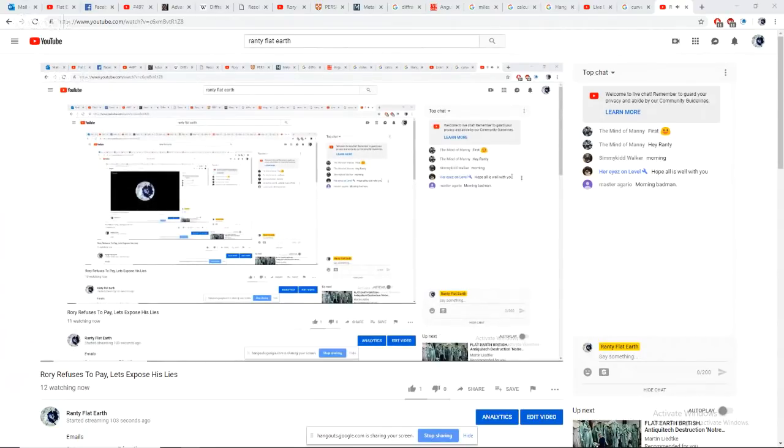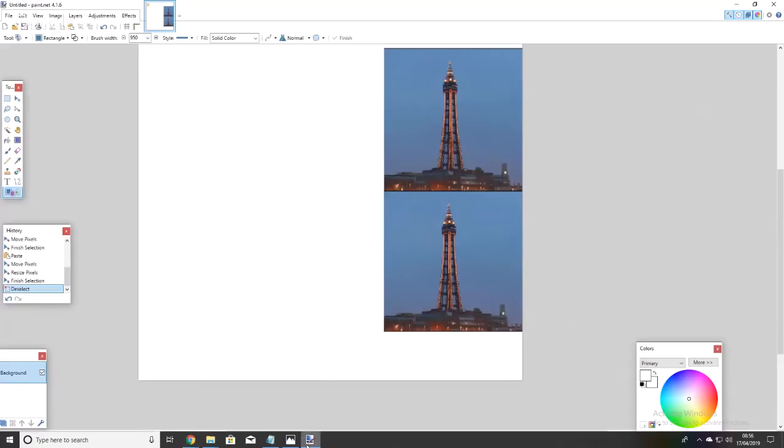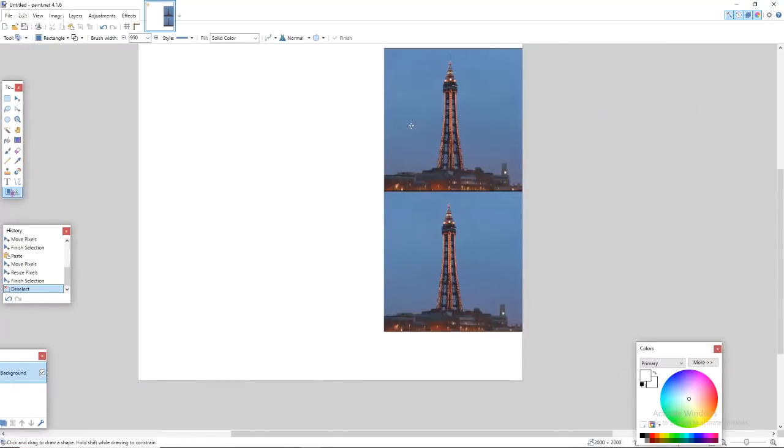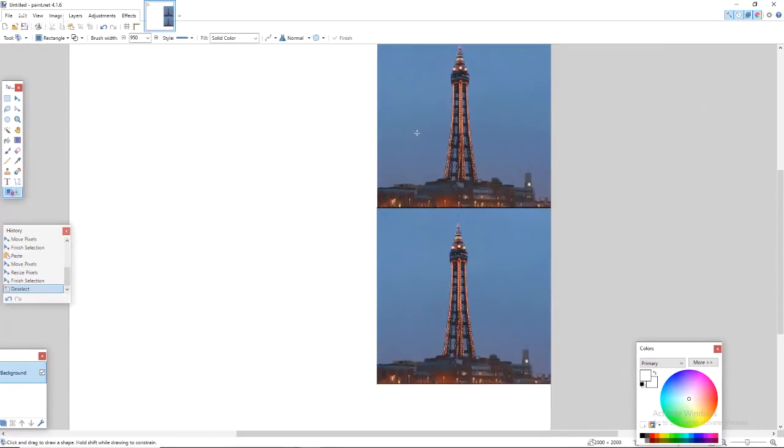I set a scenario up. I'm actually just going to use Paint for this illustration right now. And here we have 2 images of Blackpool Tower. Now, obviously, we know the height of Blackpool Tower. We know the height of it at a certain distance. If you were looking over a curve, how much should be hidden by Earth curvature? So I set the scenario for Rory to answer this question.